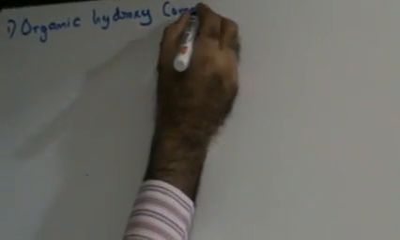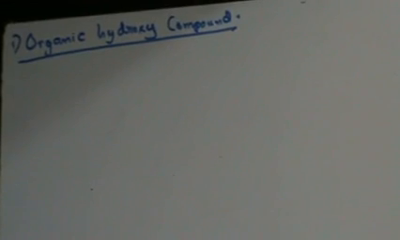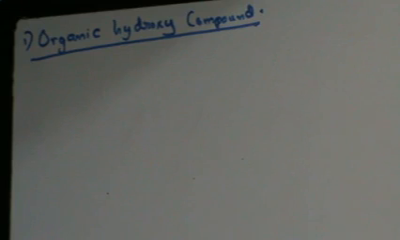I'm Sunil Mirwani and today we'll be doing this chapter called organic hydroxy compounds. Let's start. What do you understand by organic hydroxy compounds? Organic hydroxy compounds are those compounds which contain a hydroxyl group in their molecule. So a compound containing a hydroxyl group in its molecule is called a hydroxy compound.